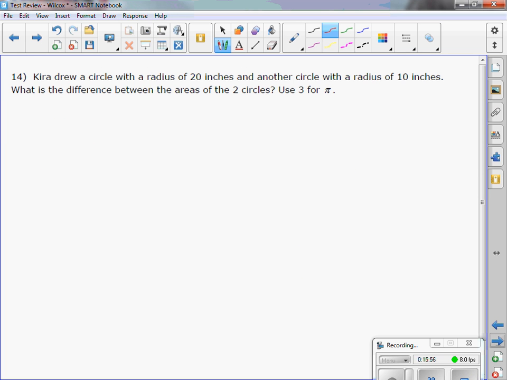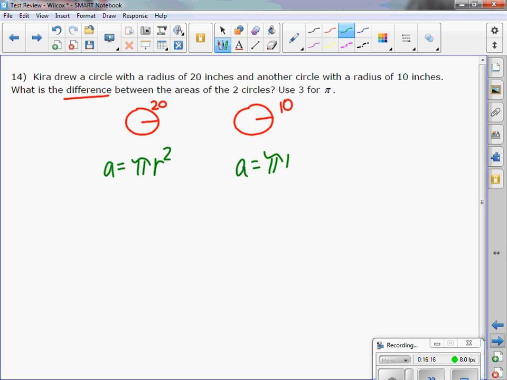Here I drew a circle with a radius of 20, and another circle with a radius of 10. What is the difference between the areas of those two circles? So I'm finding area. Area is equal to pi r squared.